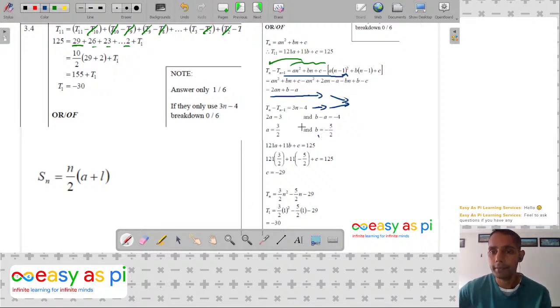And then I can plug in the values of a and b, the coefficients, for when n is 11. And then I can work out the c term to be minus 29. And then if I put it in here, I get the quadratic equation itself. And then I can work out T1 and I get minus 30. Now you could have done it either way. One is a bit longer. If you were able to suss this out very quickly, then you would have done it in this way. But if you had to go the long route, that's still perfectly fine.